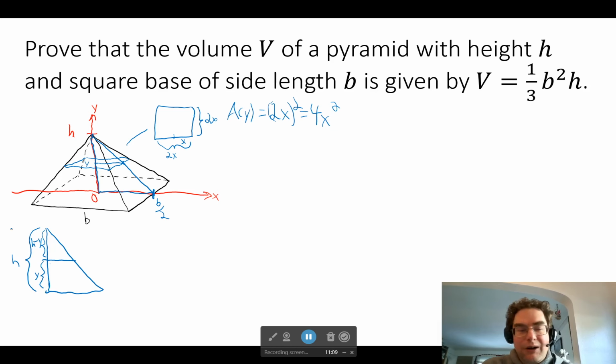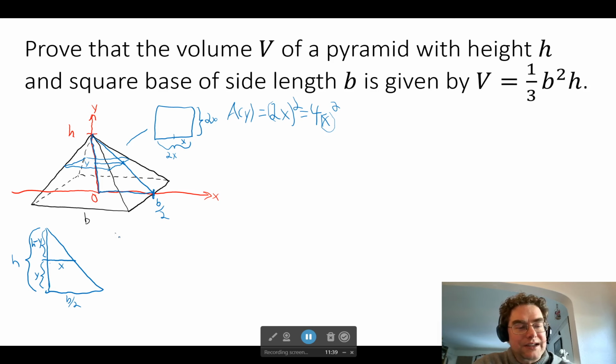Okay. And now what about the bases of these two triangles? Well, we know that this one is b over 2, and the upper one is x, and that is actually what we're trying to find. We need to replace this x in our formula here with something in terms of y. So using the proportionality of sides of similar triangles, we can relate the side lengths here.